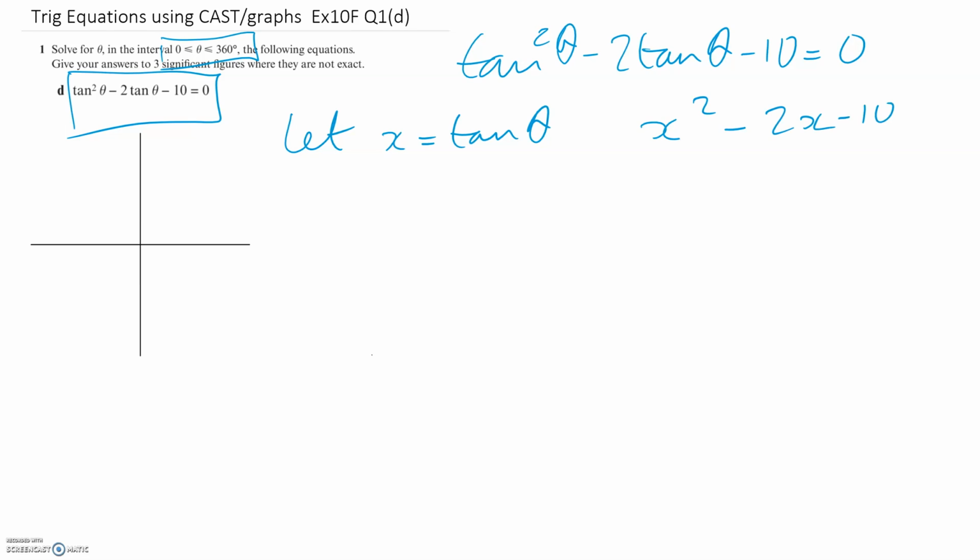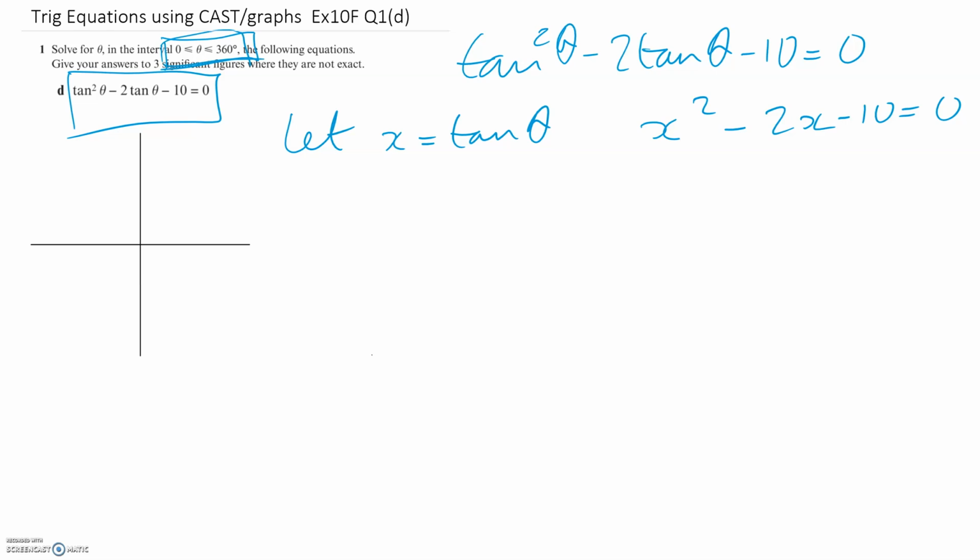because you would get this. You don't have to do that substitution, letting x equal tan theta, but I'm going to do it because it helps to understand that this is no different from solving a quadratic equation, really. Certainly the first bit anyway.